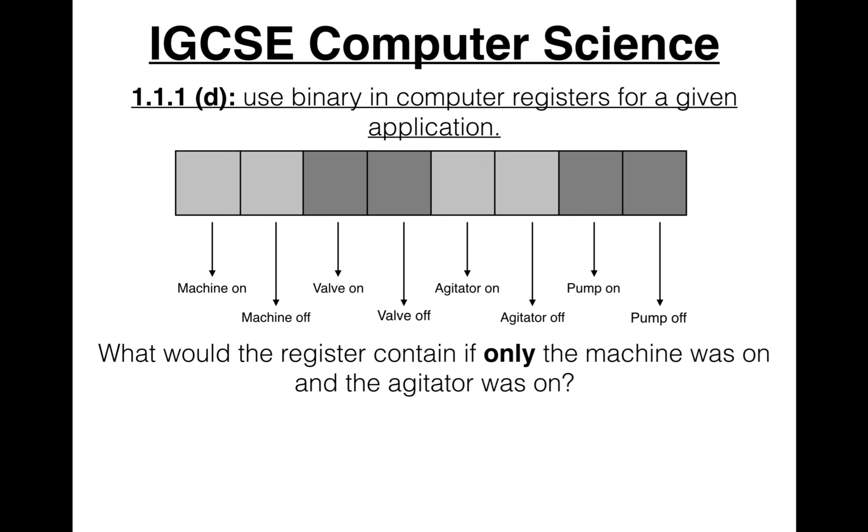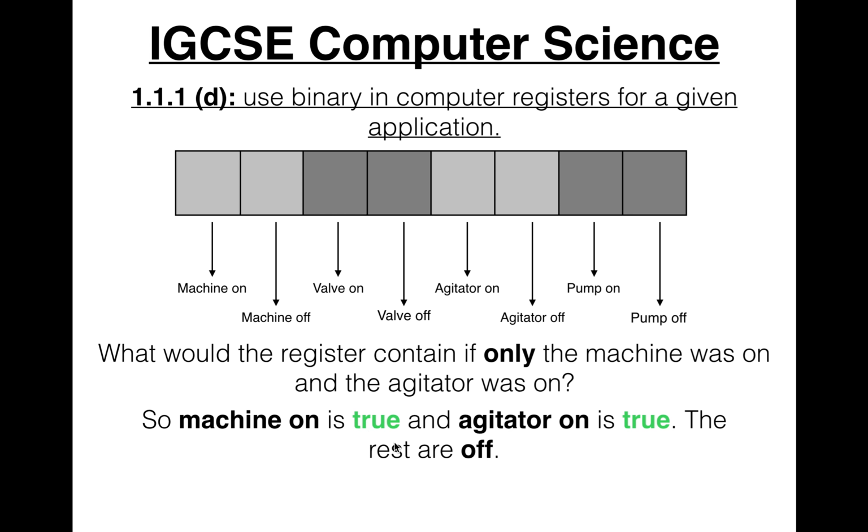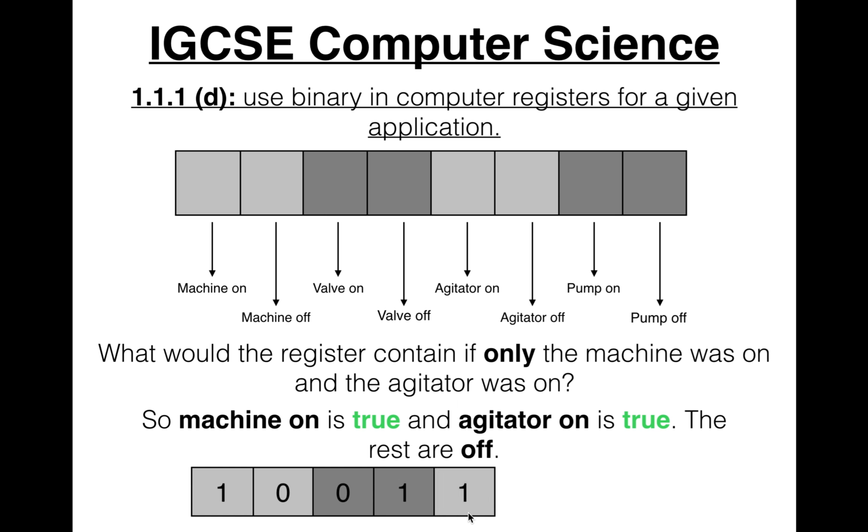You might also get a question saying, what would the register contain if only the machine was on and the agitator was on? So we look at the question and we see machine on is true and agitator on is true. The rest are off. So let's look at machine. Machine on is true and machine off is false. Valve on is false, which means that valve off should be true. Agitator on is true, which means agitator off is false. And pump on should be false, and pump off should be true.